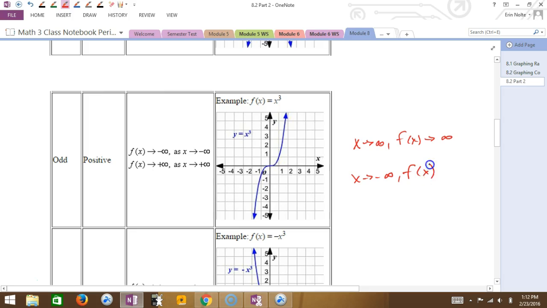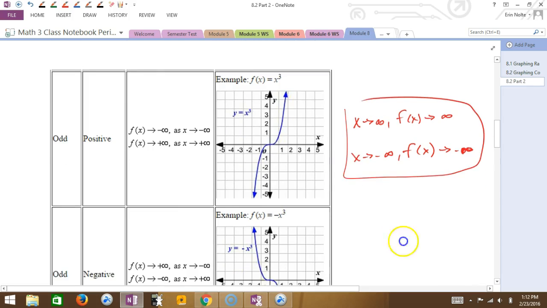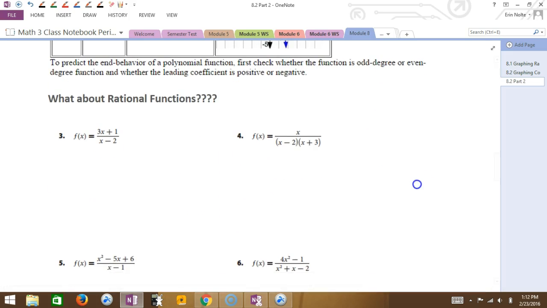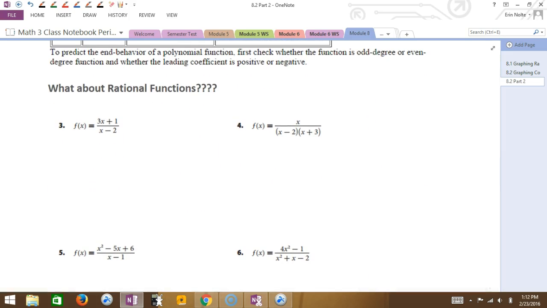Everybody okay? Ooh, that was a bad infinity. There we go. Okay, so I'm going to skip that one because I think we understand at this point. Let's talk about rational functions.